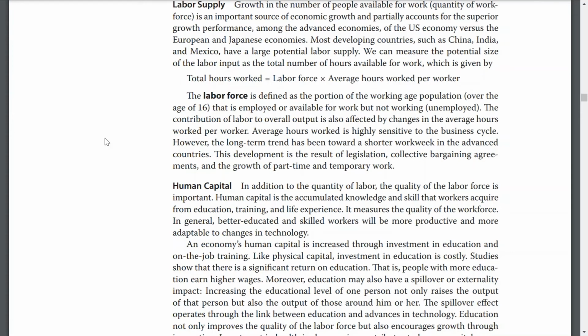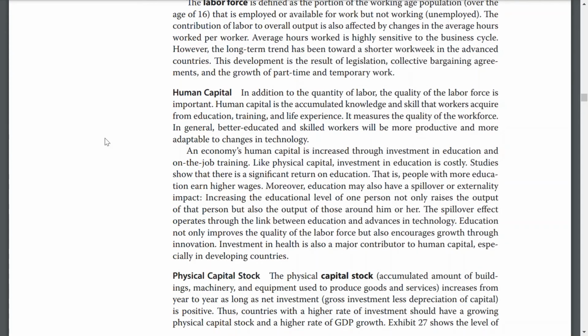Human capital: in addition to the quantity of labor, the quality of the labor force is important. Human capital acknowledges the accumulated knowledge and skills that workers acquire from education, training, and life experience. It measures the quality of the workforce in general. Better educated and skilled workers will be more productive and more adaptable to changes in technology.